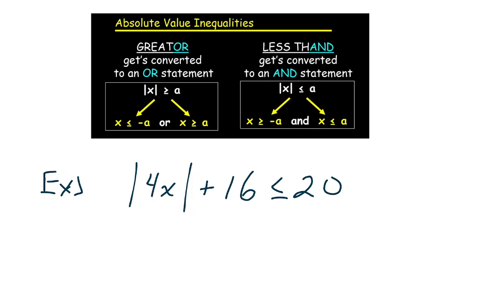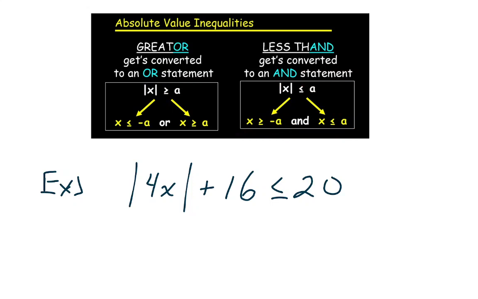To be an and statement means I'll be less than the positive, but greater than the negative. Now, if you look carefully, that is the opposite of what happened with the previous problem. But this is how you make sure that you get an and statement. You want to be less than the positive, but greater than the negative. Okay, and again, this is all brought to you by this absolute value less than sign.